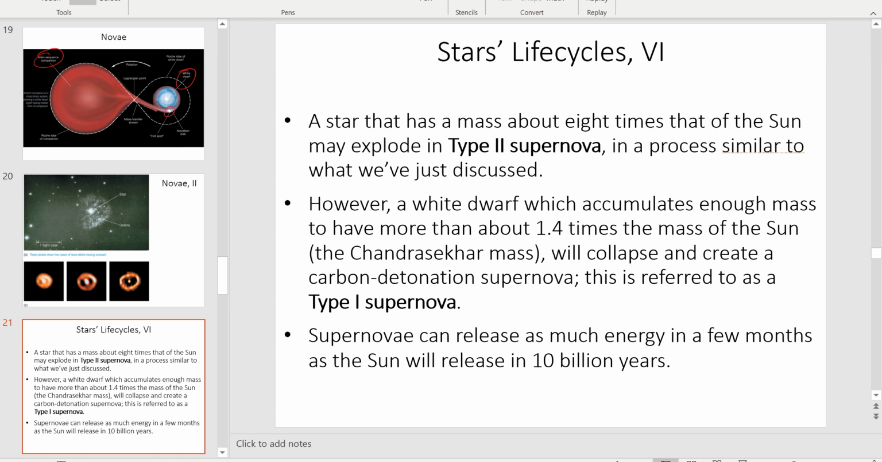But let's start with a type 2 supernova. A star that begins its life with a mass about 8 times that of the sun will probably explode in what we call a type 2 supernova. This is a process similar to what I discussed earlier. This is, I guess we can call it, the typical supernova in the sense that these are the most spectacular explosions. So when people say supernova, they often mean type 2.